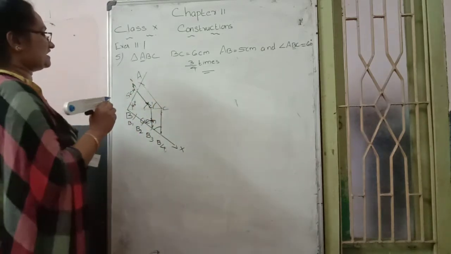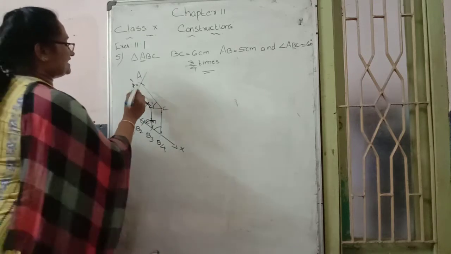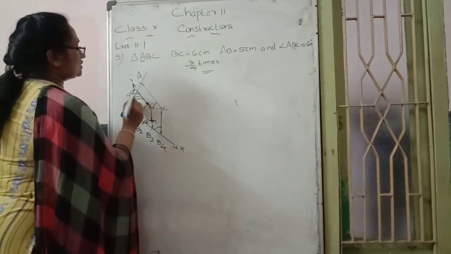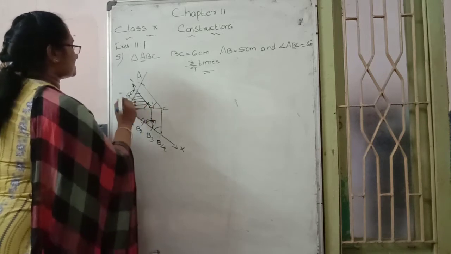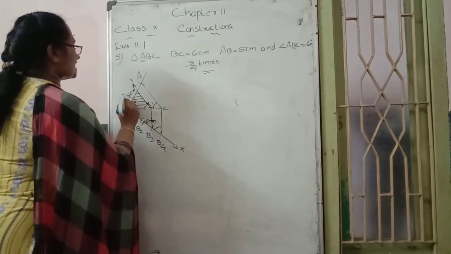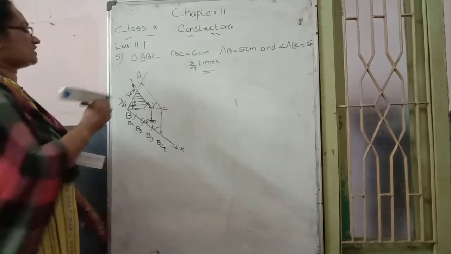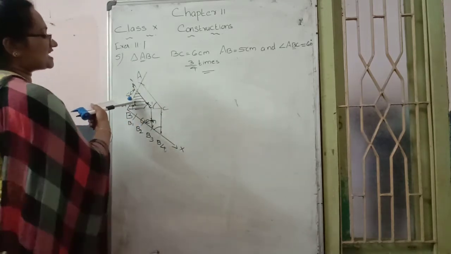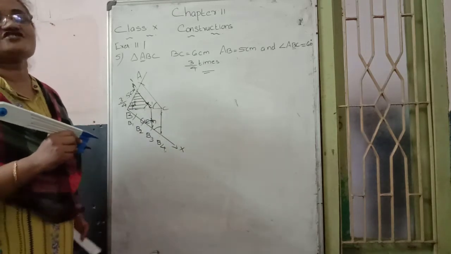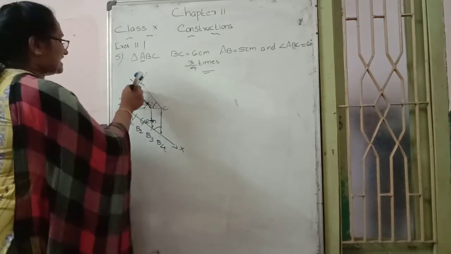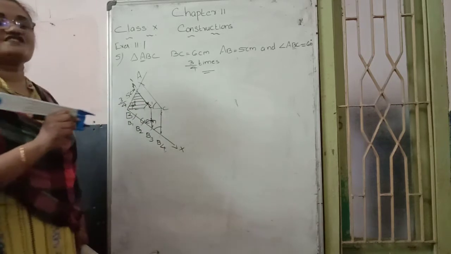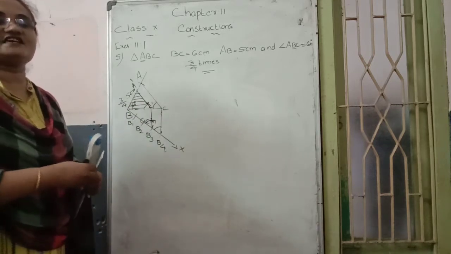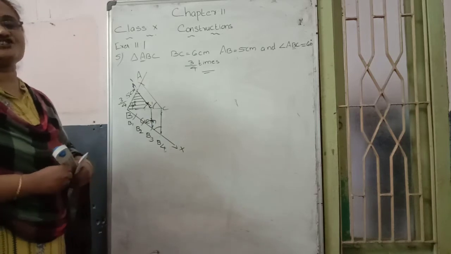So A dash B C dash comes as our similar triangle. This is how much part? 3 by 4th part times of the original triangle ABC. Here the similar triangle comes inside the original triangle. So A dash B C dash is the similar triangle. I hope you can understand. Then what are the steps required for construction?